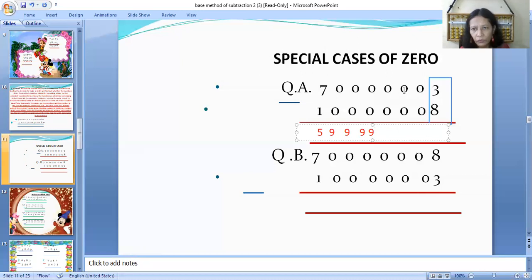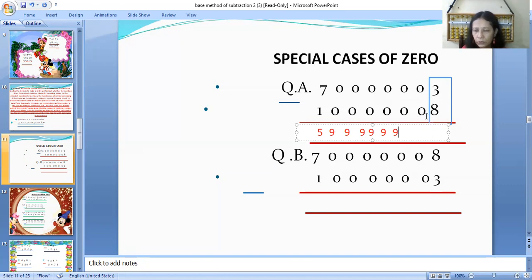Okay, again move to the next. This is also 0 minus 0. Here you have to write 9. Again move to the next. This is also 0 minus 0. You have to write here 9. And you come to the last number. What will you do here?